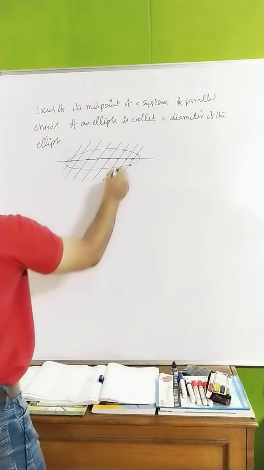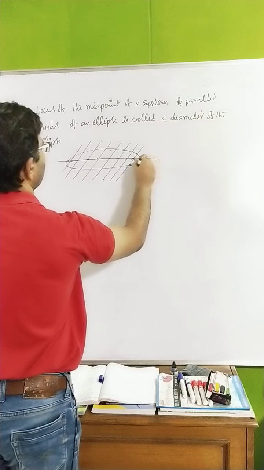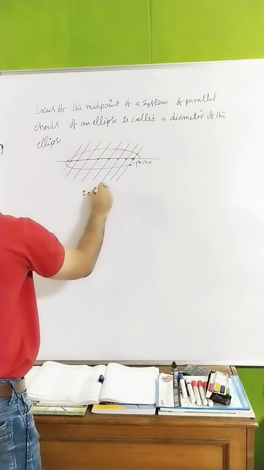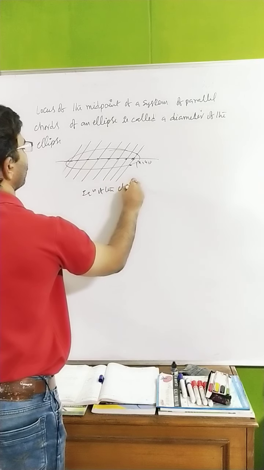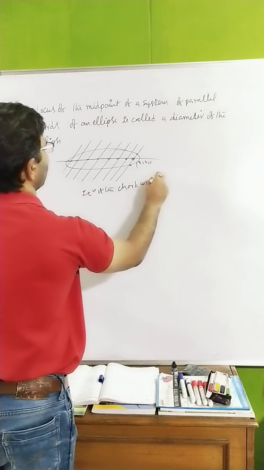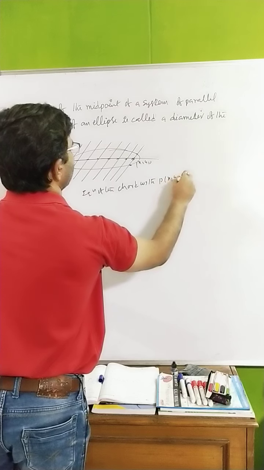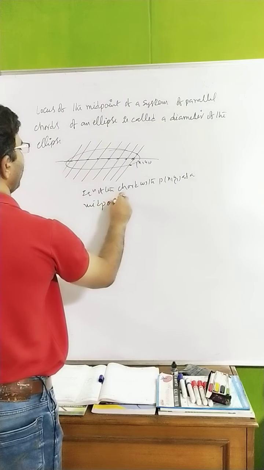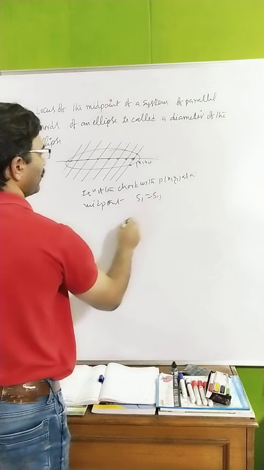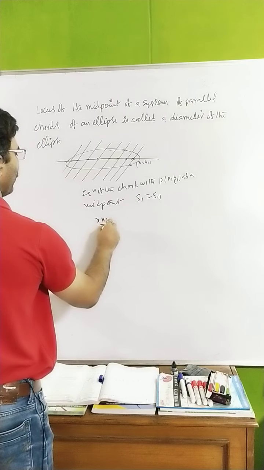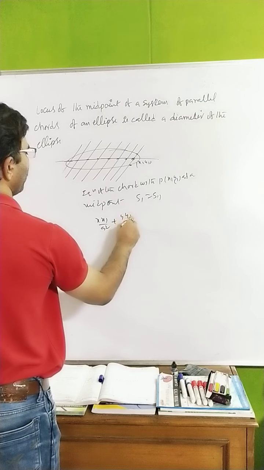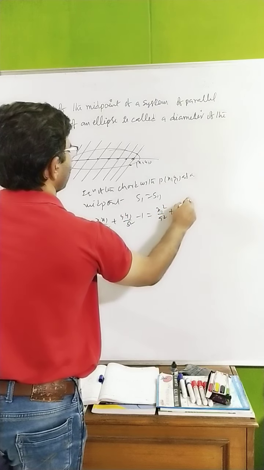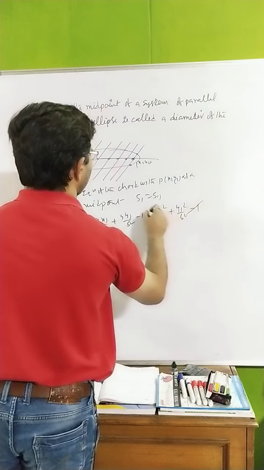Very simple. If you take the midpoint as x1, y1, the equation of the chord with P(x1, y1) as a midpoint is S1 equal to S11. So x x1 by a square plus y y1 by b square minus 1 is equal to x1 square by a square plus y1 square by b square minus 1. You can cut it off.